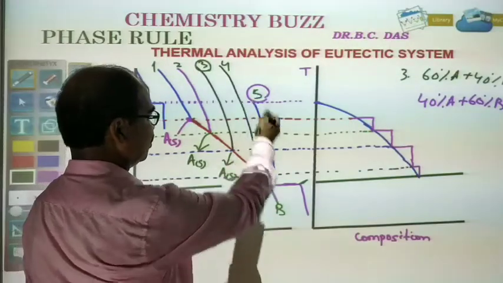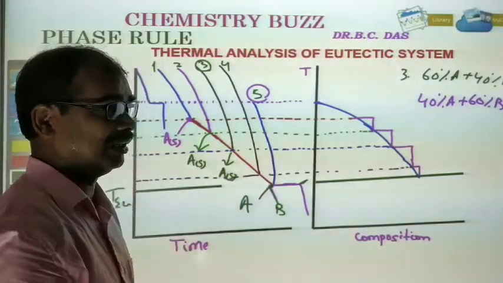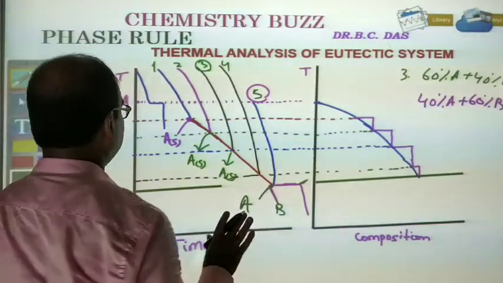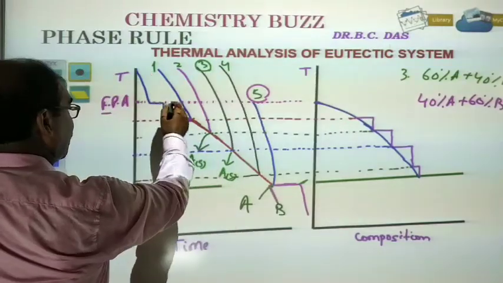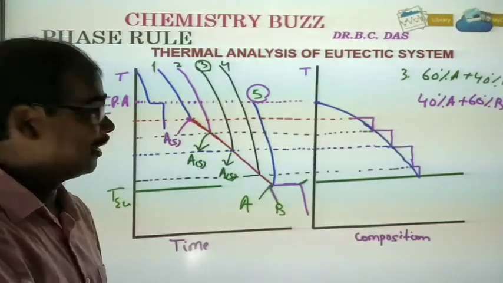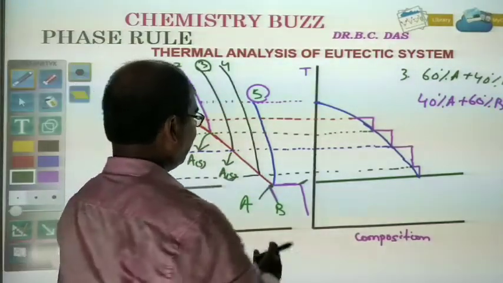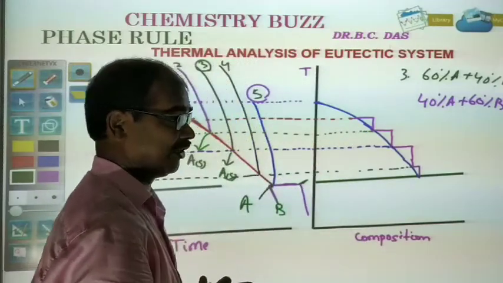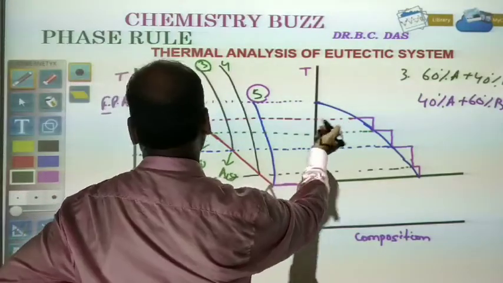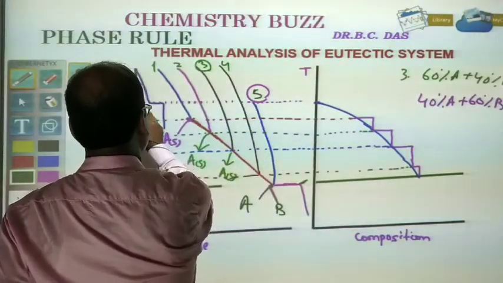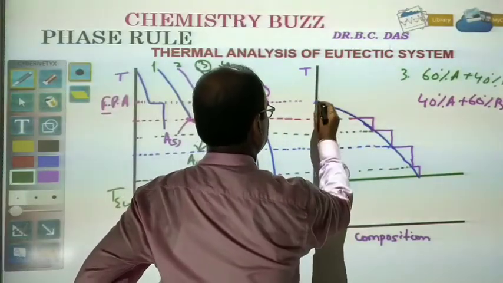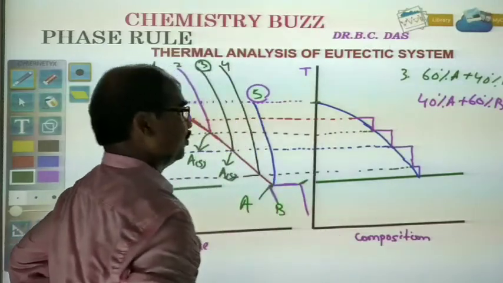So at the eutectic composition, it behaves as if it is a pure substance, though it is not pure. The nature of the curve is similar, but they appear at different places. If we convert the thermal analysis to the eutectic curve, we have taken 100% A, and its freezing point is here. So pure A freezes here.